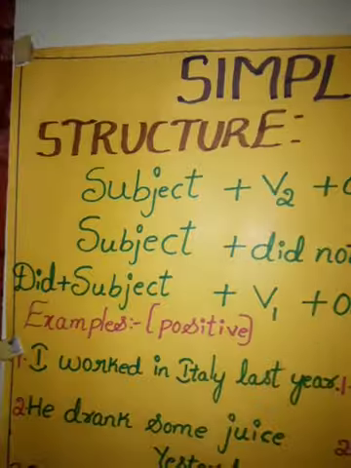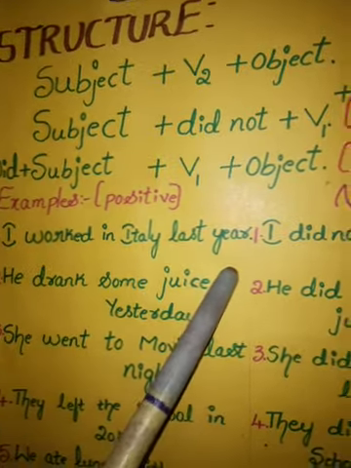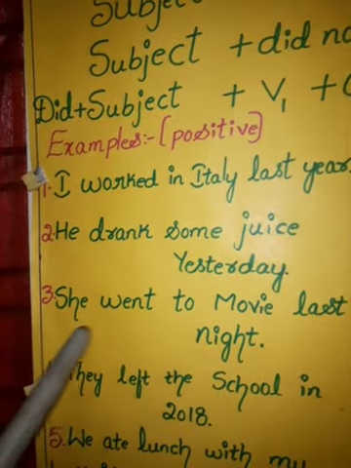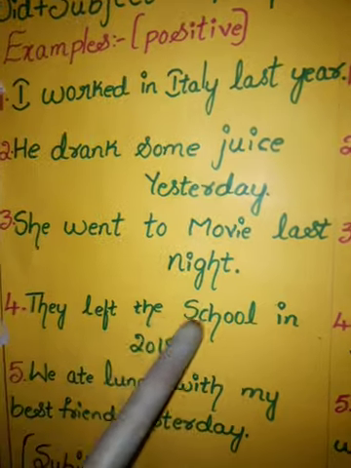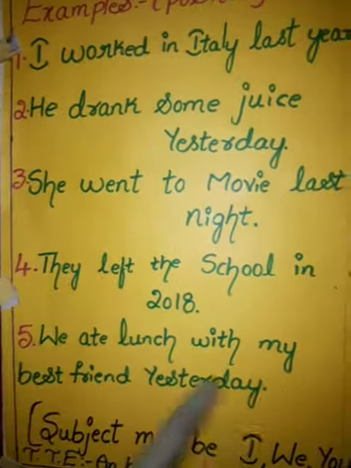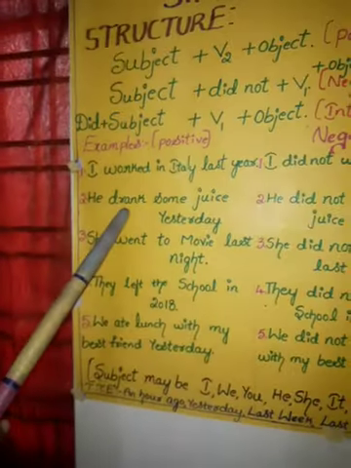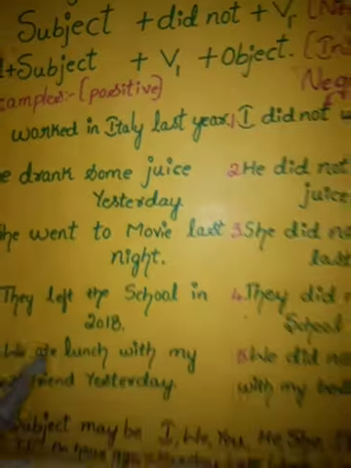So coming to the examples. I worked in Italy last year. He drank some juice yesterday. She went to a movie last night. They left the school in 2018. We ate lunch with my best friend yesterday. So here worked, drank, went, left, ate, all these are the past forms of the verbs.